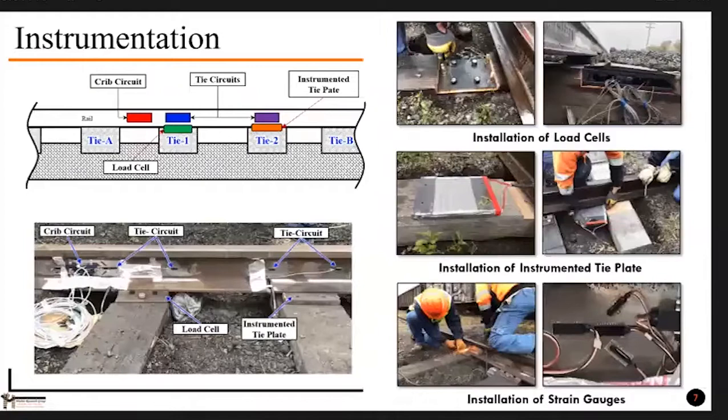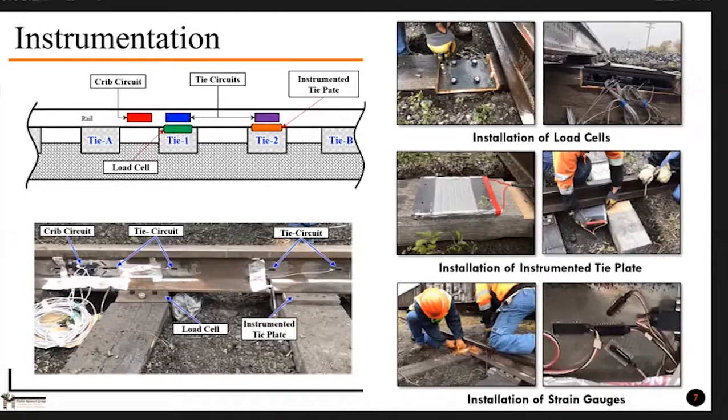So we did some instrumentation in the field, and we installed a crib circuit for the measurement of the wheel load, and we installed 2 tie circuits so that we can measure the rail tie interface reaction force. And to validate that measured rail tie interface reaction force, we installed a conventional load cell and instrumented tie plate so that we can cross-check how the strain gauge is performing.